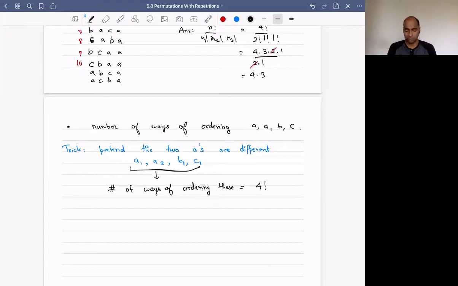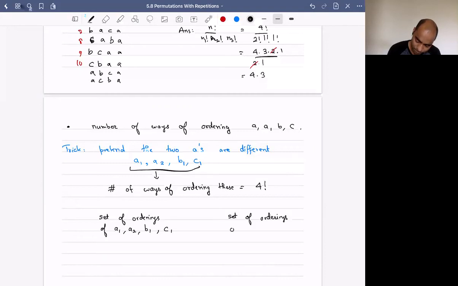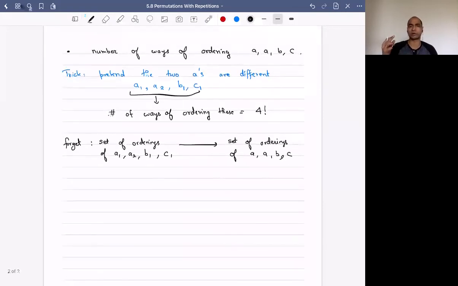Now, as before, I'll construct a map between these two sets. On one side, I have the set of orderings of A1, A2, B1, C1. And on the other side, I have the set of orderings of A, B, C. And I'll do the same thing: this time I'll forget the fact that A1 and A2 are different, so that they go to the same A. Very similar to what we did for combinations, same trick.